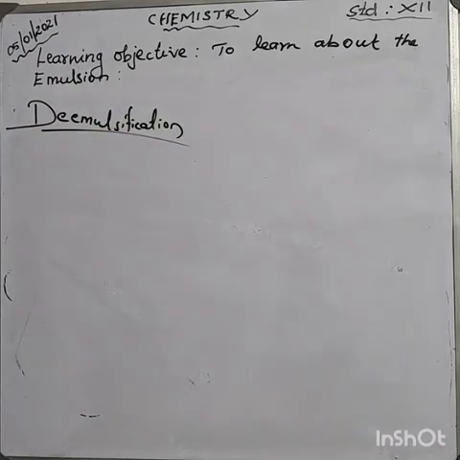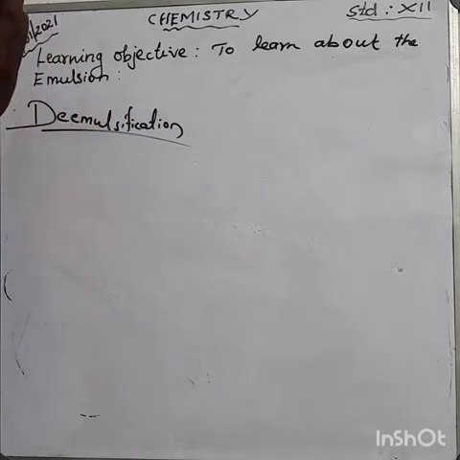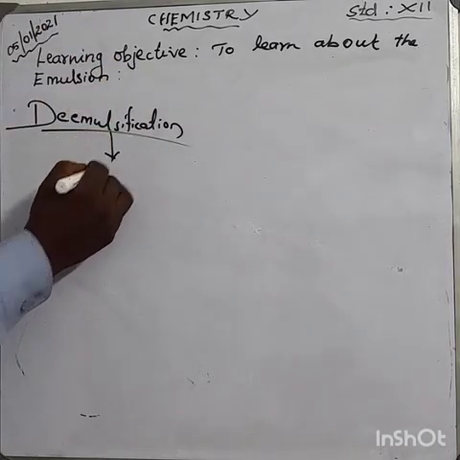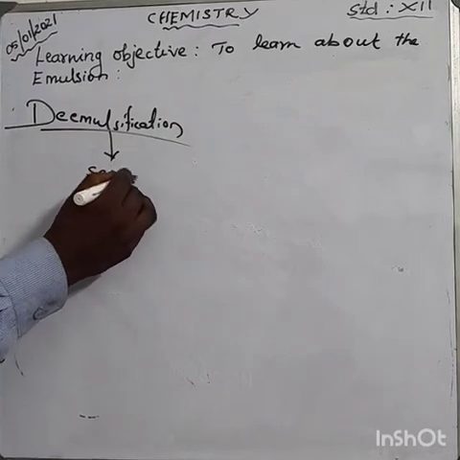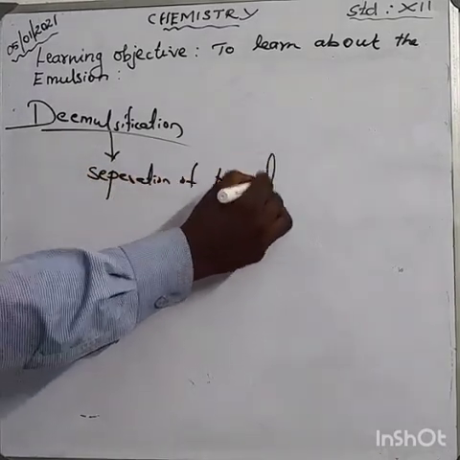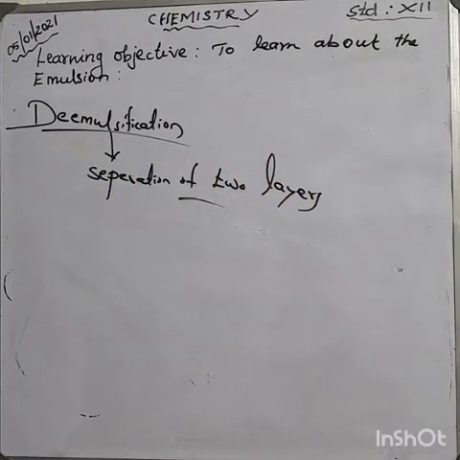De-emulsification. What is the purpose here? It means to separate into two layers. The emulsion can be separated into two layers, and that process is called de-emulsification. One of the two mark questions.